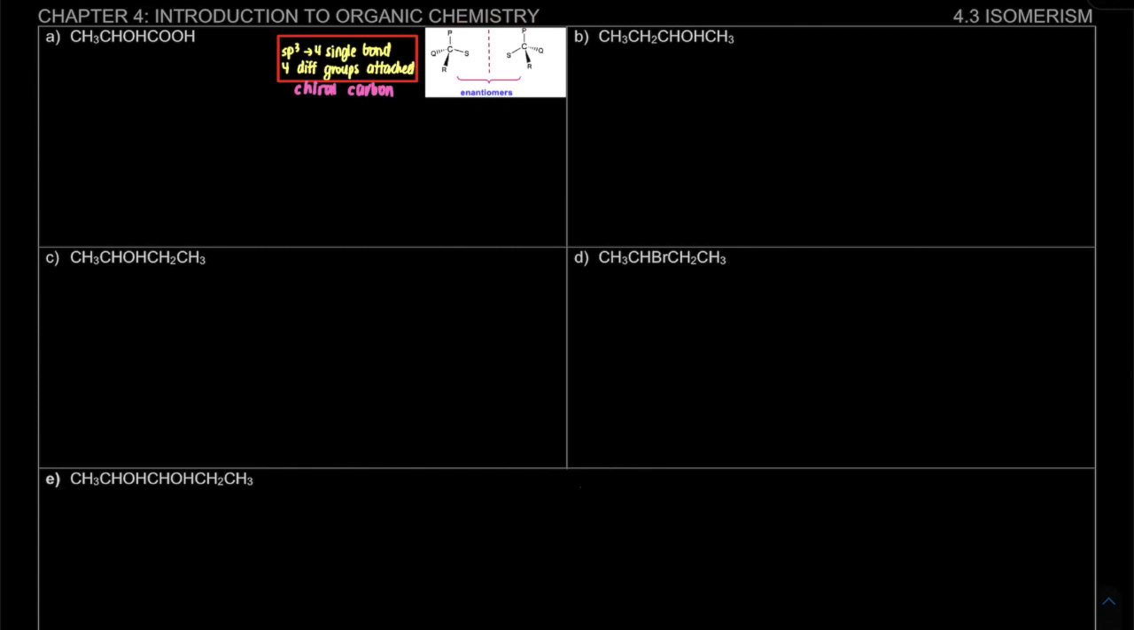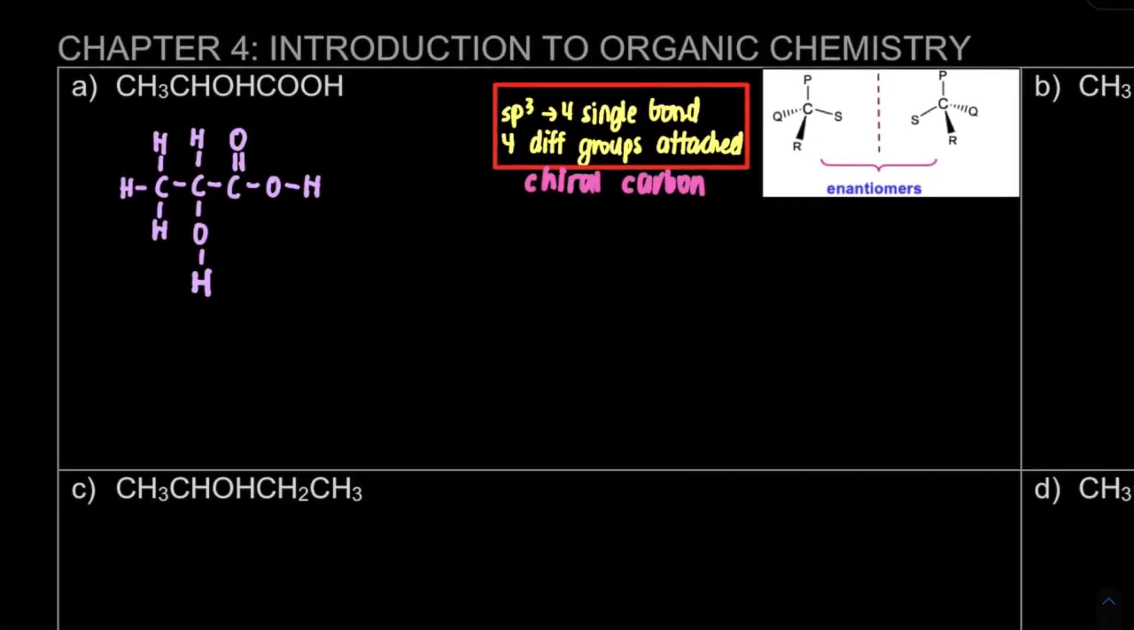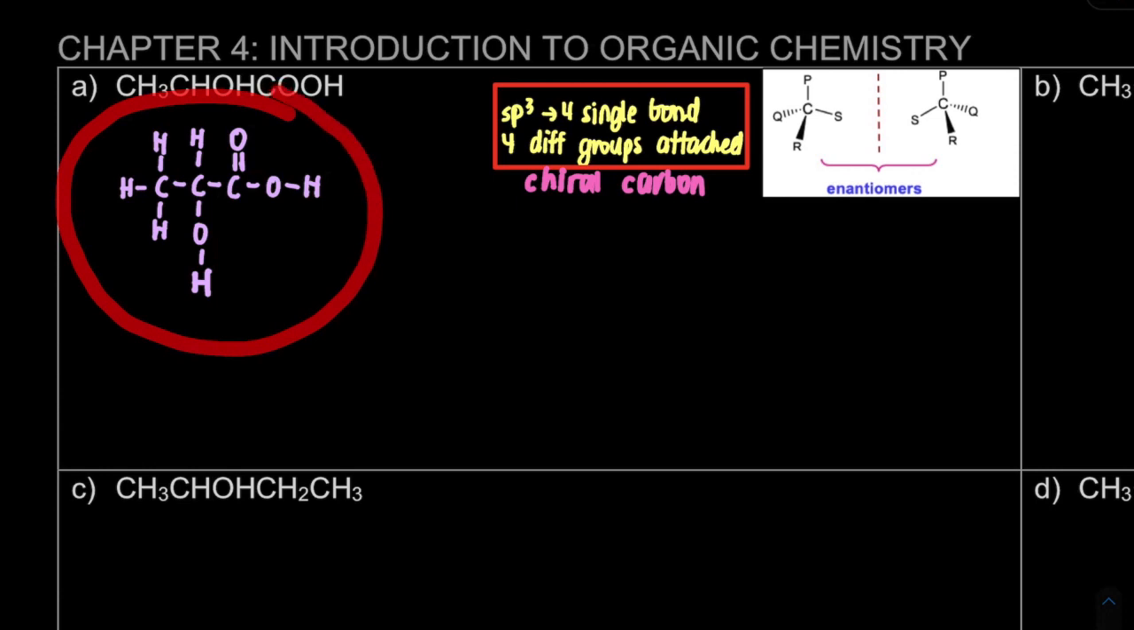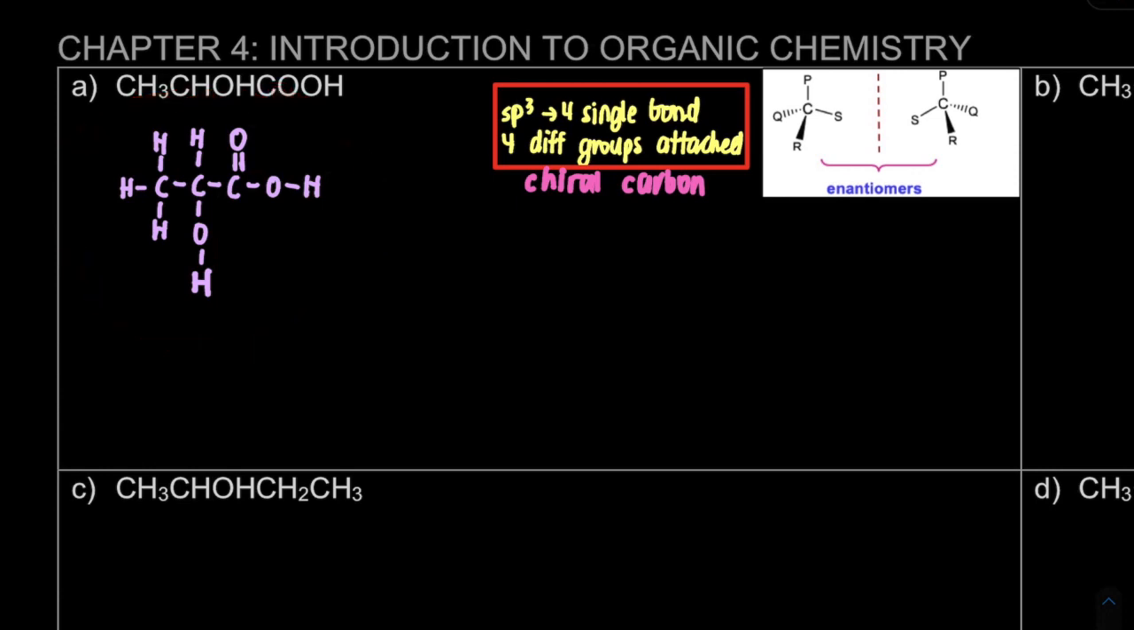So let's look at example A. For example A, here we have our condensed structure. What we're going to do is make it into an expanded structure. By now you should be able to draw it by yourself.